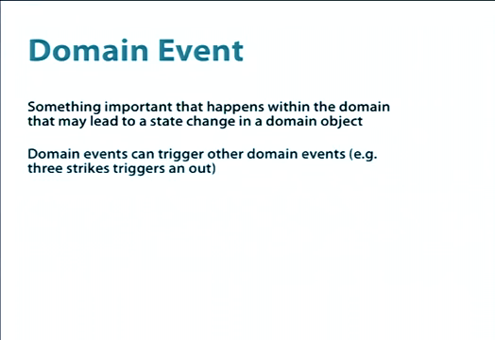Domain events can trigger other domain events. For example, if you're modeling a baseball game, three strikes could trigger an out. So there's an example of events triggering other events. Domain events are like value objects. They should be treated as immutable as well. You can create new domain events to correct state if you need to, but a particular domain event, once it's instantiated, should not be changed.